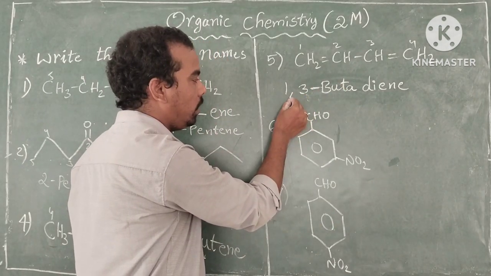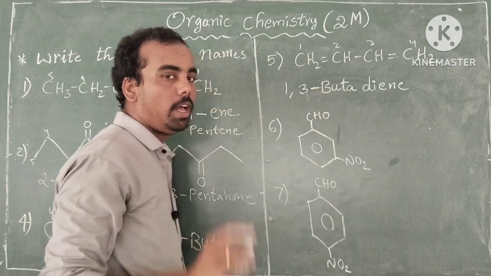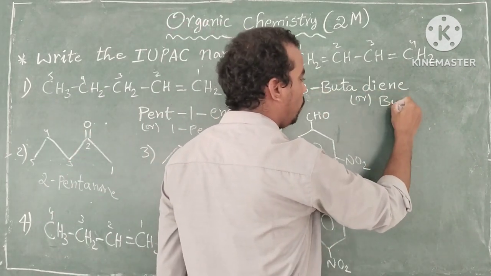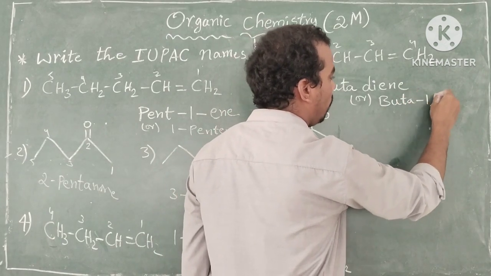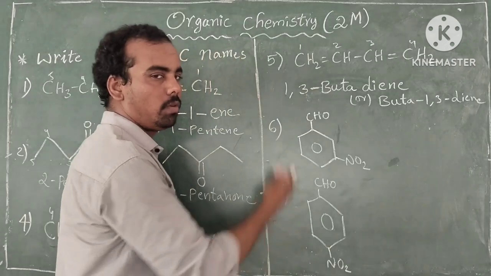Between the numbers, write a comma. Between the number and word, write a hyphen. So 1,3-butadiene, or it is also called buta-1,3-diene. Both are correct.